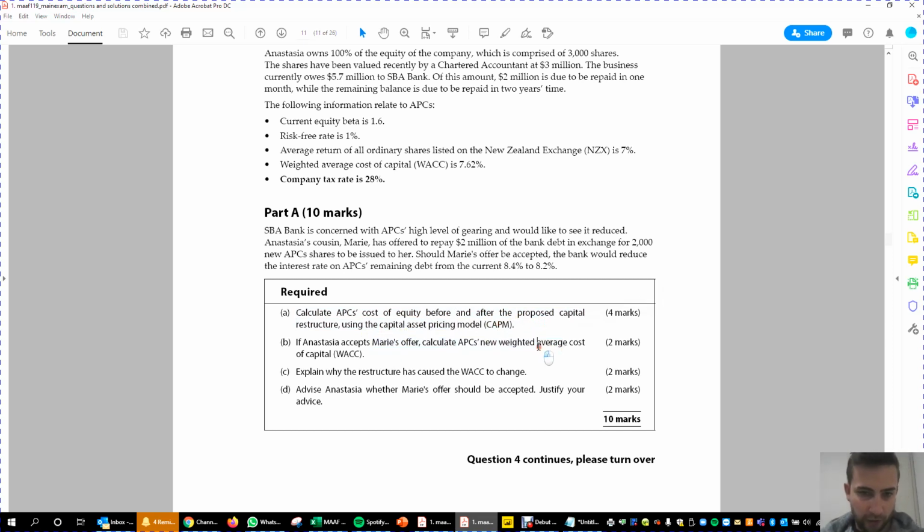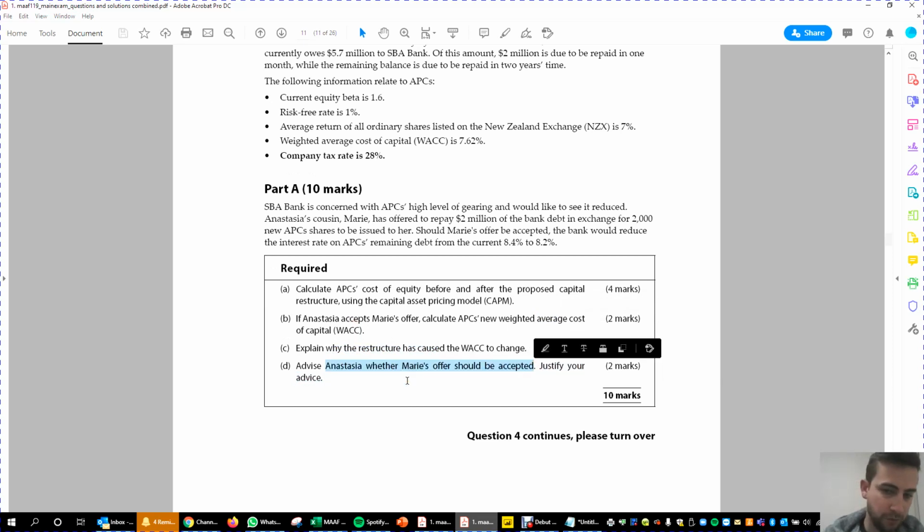Then calculate weighted average cost of capital, WACC, explain why the restructure occurred, and why the restructure has caused WACC to change, and advise whether Marie's offer should be accepted.